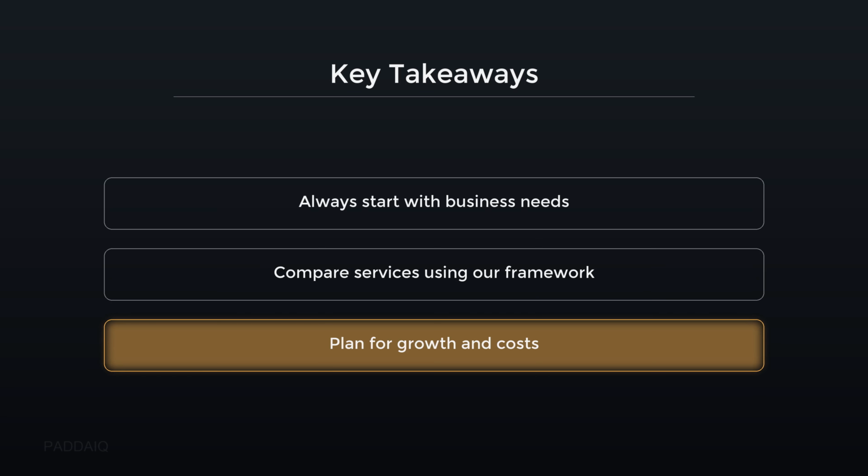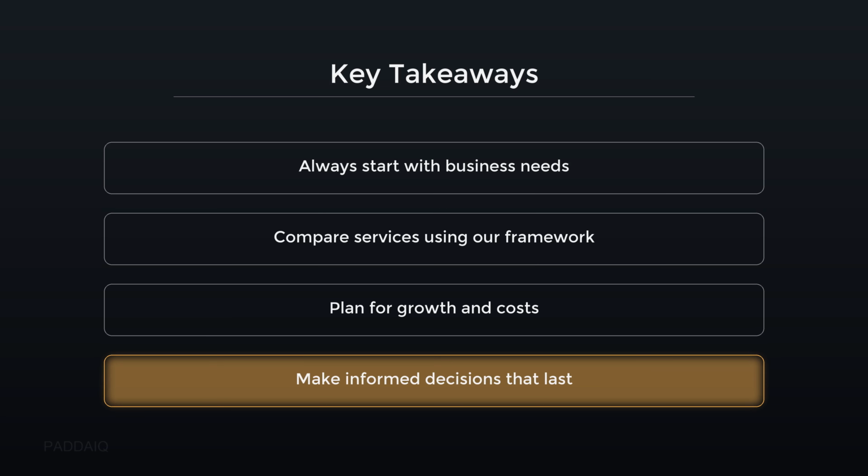Plan for growth and costs. This means anticipating your SAP BTP usage will increase and budgeting accordingly to avoid surprises. For example, if your app gains more users, your consumption and monthly bill will rise. Therefore, always forecast your resource needs and associated expenses from the start.